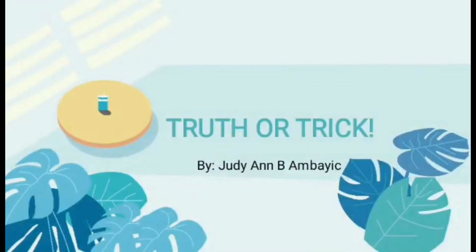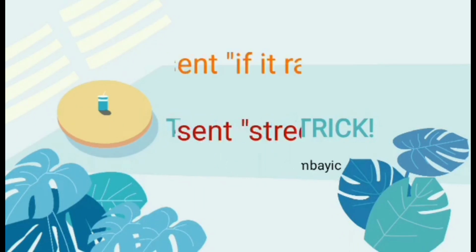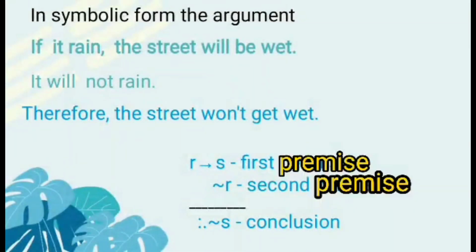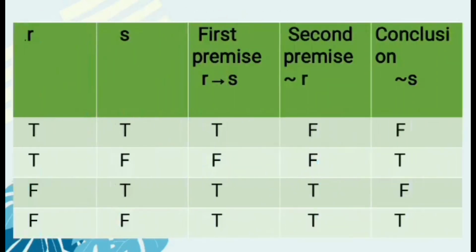Good day everyone, my name is Julian Biambike from Group 2. So this is my truth table. My argument is: let R represent "it rains" and S represent "the street will be wet." If it rains, the street will be wet. It will not rain, therefore the street won't get wet. In symbolic form, our first premise is R implies S, our second premise is not R, and our conclusion is not S.